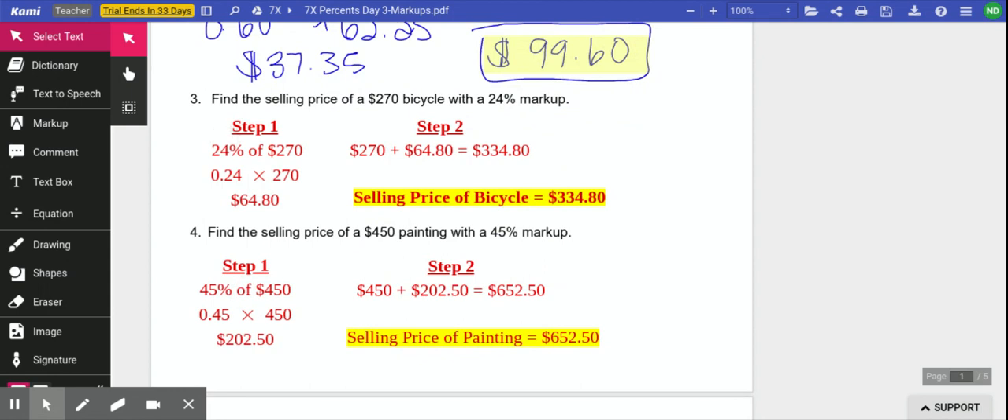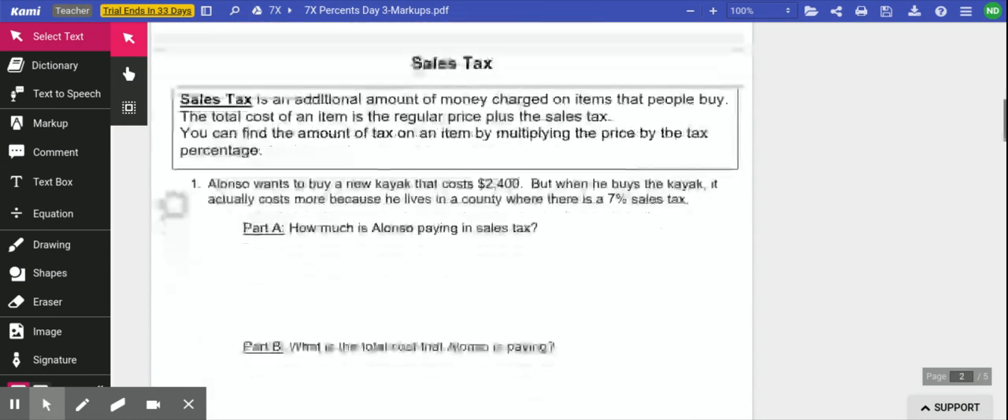Okay. As I mentioned before, a real world markup is sales tax. Just like if you guys go to buy any article of clothing, sneakers, shoes in the mall, you don't pay exactly what the tag says. You have to pay a tax. So it says sales tax is an additional amount of money charged on items that people buy. The total cost of the item is the regular price plus the sales tax.